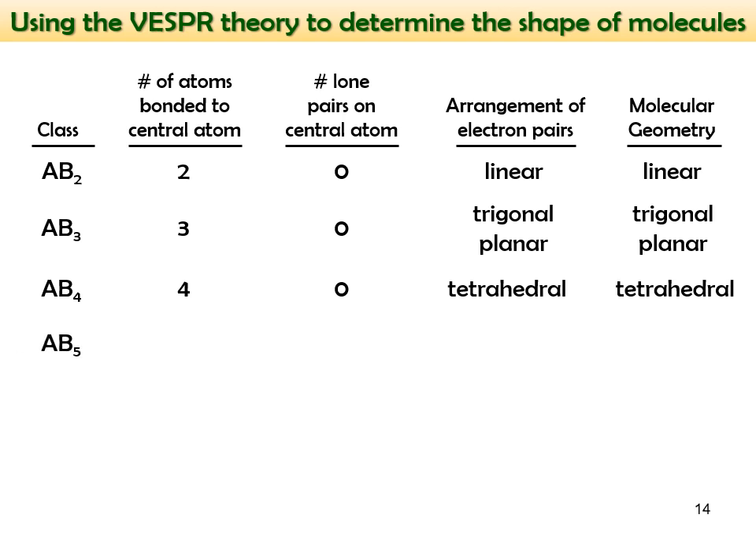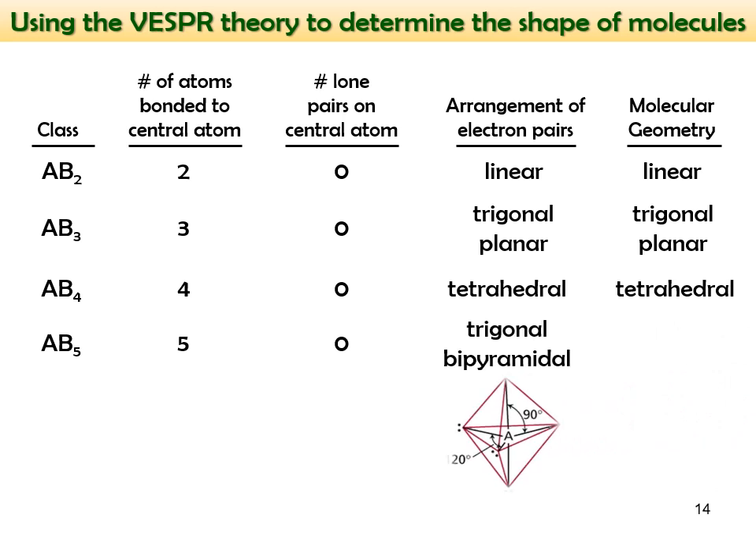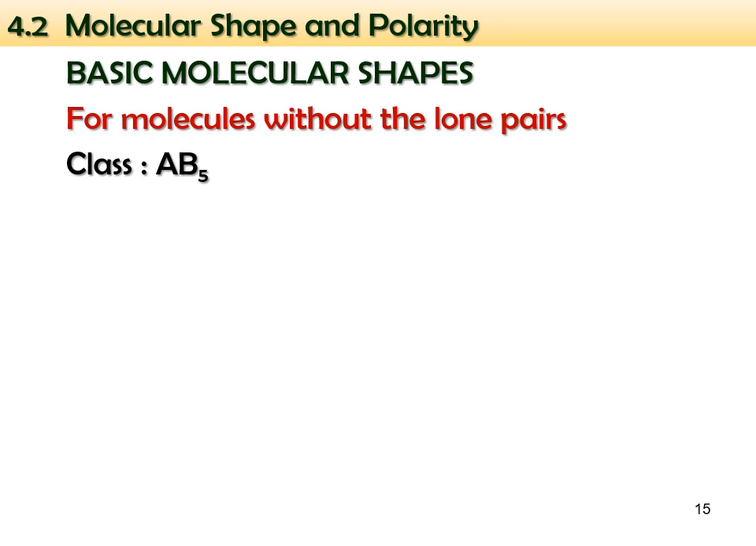Right, so for the next one is AB5. There are 5 atoms bonded to the central atom, no lone pair, and the arrangement is trigonal bipyramidal. And the molecular geometry is also trigonal bipyramidal. Alright, so for the next class is AB5. So AB5 means ada central atom A and ada 5 B terminal atoms.